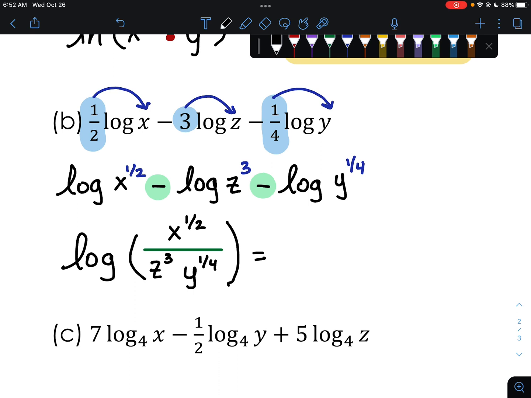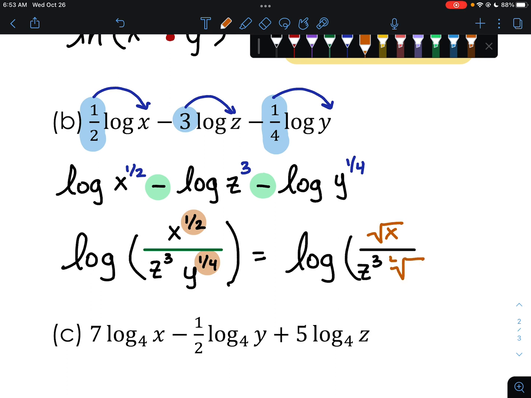Now, all I need to do is take care of these rational exponents and make them roots. So I have log of, we know that 1/2 gives us the square root of x. We have z to the 3rd, and 1/4, instead of being the square root, it's going to be the 4th root of y. And that right there would be our final answer.